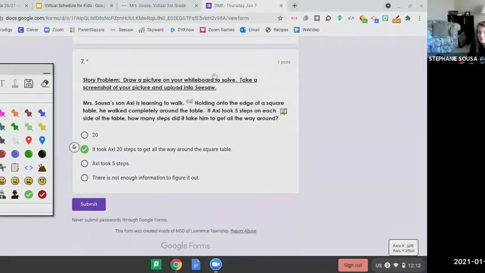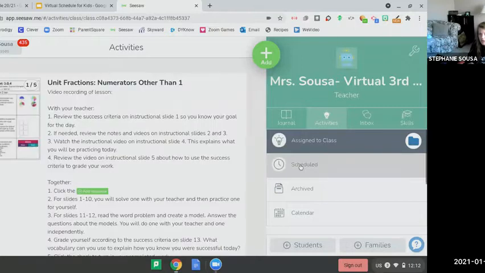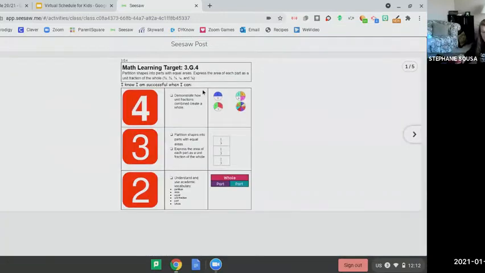Alrighty, so guys, remember you have your DMR quiz today at 12:45 that will be released to you with the same skills we've been reviewing. Alrighty, now we are getting ready to move on to unit fractions with numerators other than 1.